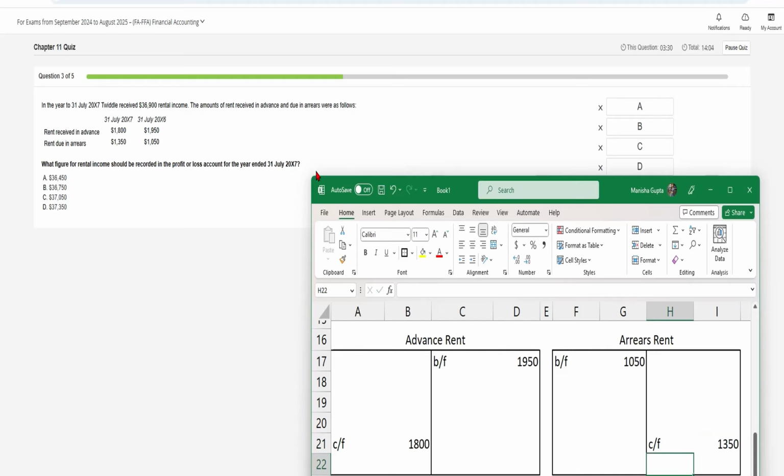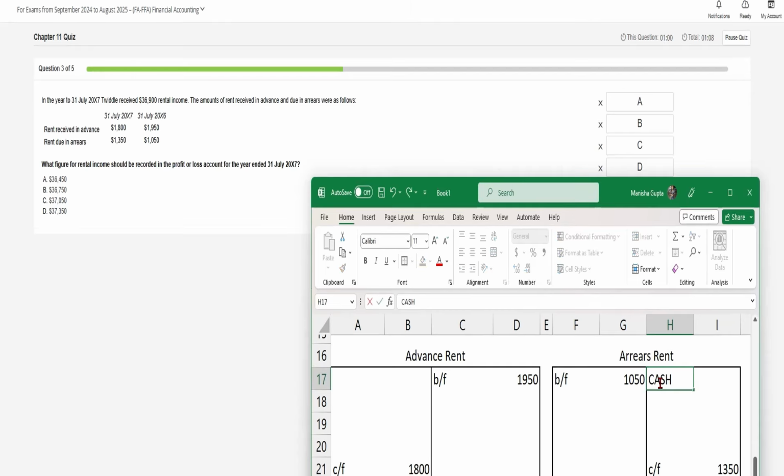So how much rent has been received? Rent received is 36,900. Okay, rental income received. So we have received the amount, so we will write down here cash received. So what is the amount? It's 36,900. So now we will do the total.